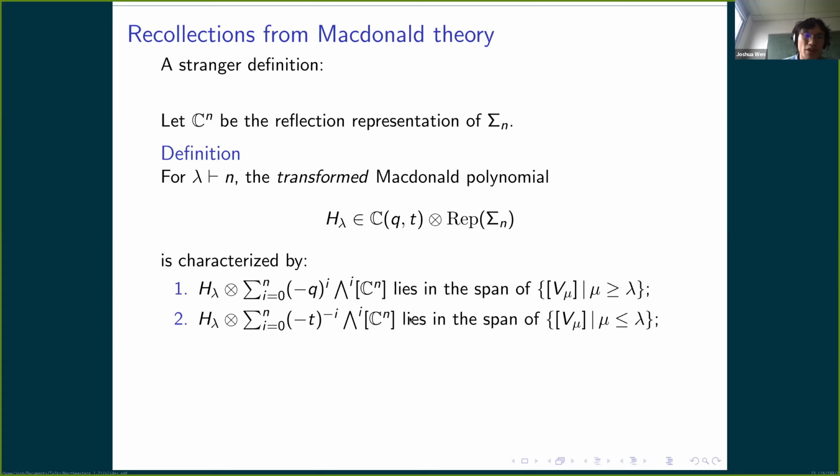The second one involves the t's, well, t inverse really. You want this to lie in the opposite span of irreducibles. Okay, so after performing this tensor product, I am a virtual sum of these irreducibles here. So an opposite triangularity, and then you've got to normalize. You just want to normalize this so that the trivial representation for sigma n shows up with coefficient 1.